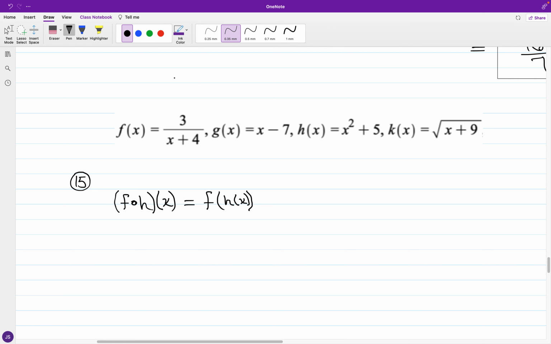Having this setup, you have the output function in line with f. So you have f of the input is equal to 3 over the input plus 4. Now, in reference to this composition, the input, not x, but h of x. So 3 over h of x plus 4. You have h of x is x squared plus 5.